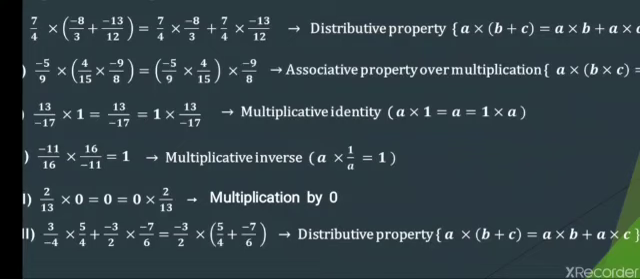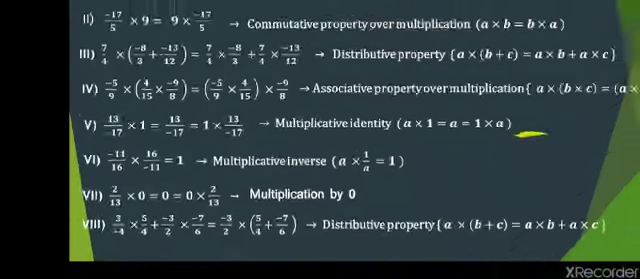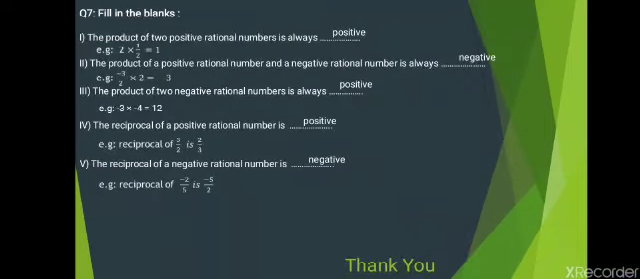Okay, eighth part, 3 by minus 4 into 5 by 4 plus minus 3 by 2 into minus 7 by 6 is equal to minus 3 by 2 into 5 by 4 plus minus 7 by 6. This is simply distributive property, because here we are distributing minus 3 by 2 to both the terms inside the bracket, that is 5 by 4 and minus 7 by 6. So this is distributive property of rational numbers. The general form is inside the brackets on the right side. Let's move to the next slide.